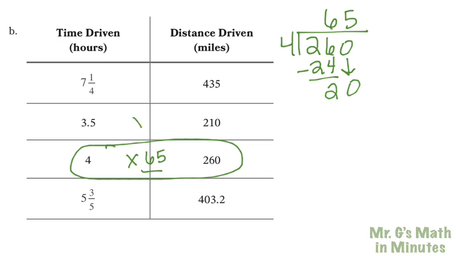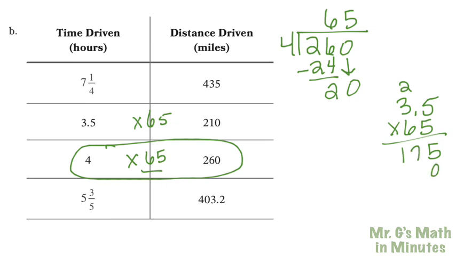So I'm going to go right up to the next number. I'm going to try 3.5 times 65. And I'm looking to see if I get 210. So we got 5 times 5 is 25. 5 times 3 is 15 plus 2 is 17. Add my 0 from the next row. We now got 6 times 5, which is 30. 6 times 3 is 18. And then 18 plus 3 is 21. We add this up.